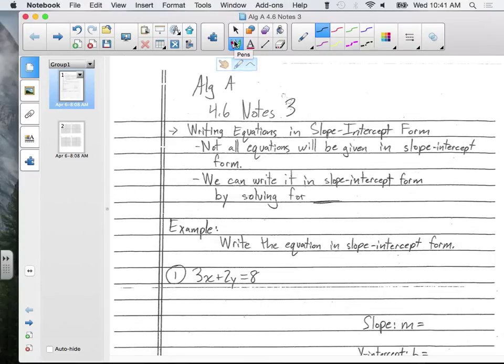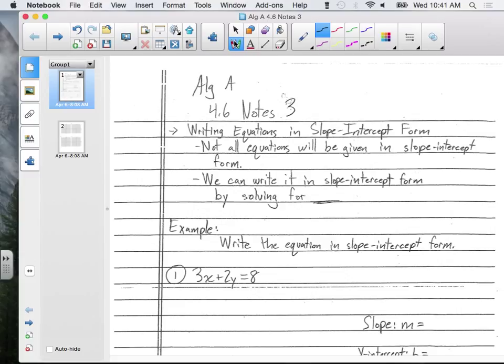Alright, so yesterday we were working with slope-intercept form, right? So what is slope-intercept form, or what does it look like? Just a general form of it. Start you guys off. It says y equals mx plus b. mx plus b, right?